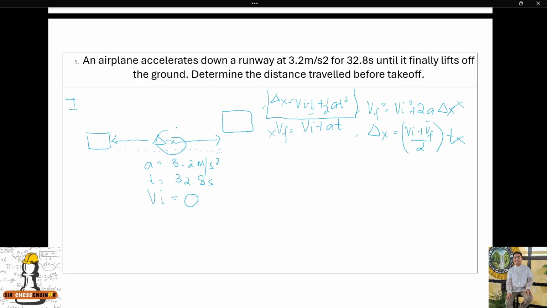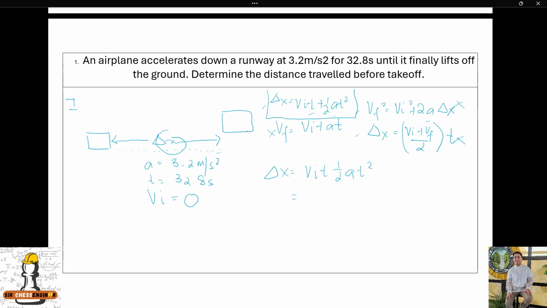Because from the given, it is the best match. It matches all the given. And also, it is the type of equation that has delta x, which is what we are looking for. So, meaning to say, delta x equals VIT plus 1 half AT squared. Now, plug in the values, delta x first since that is what we are looking for.